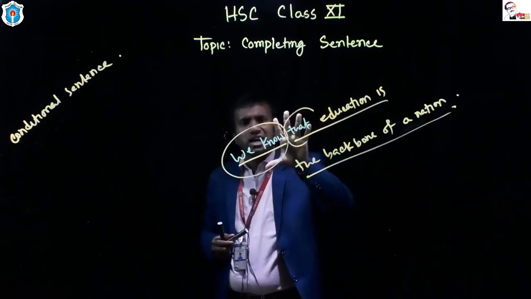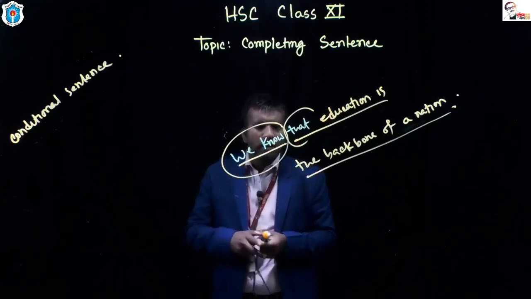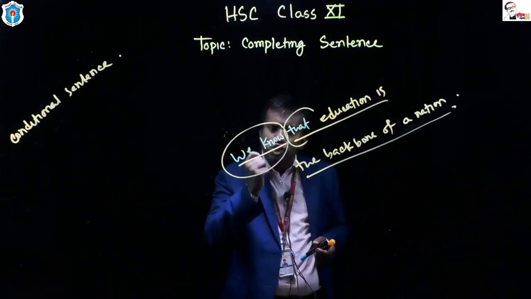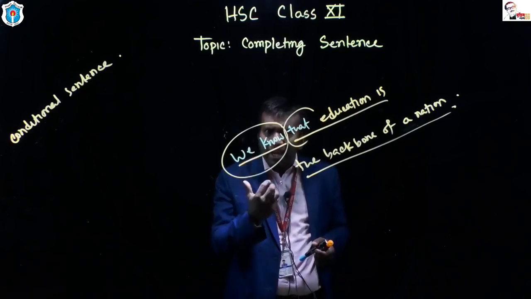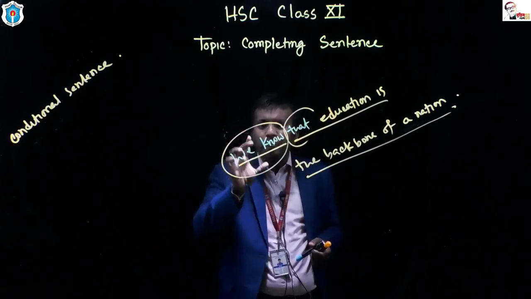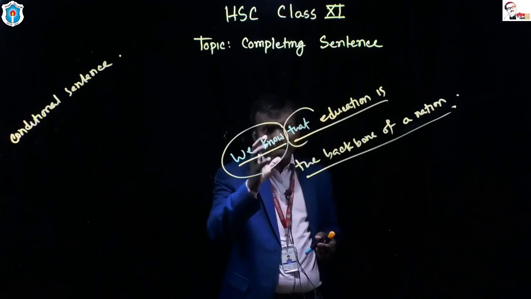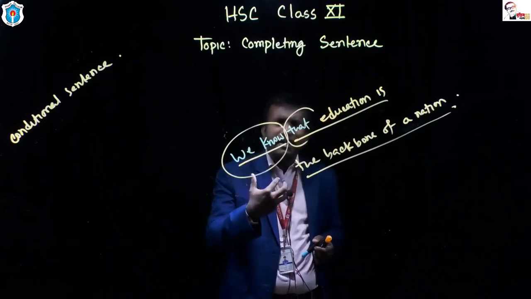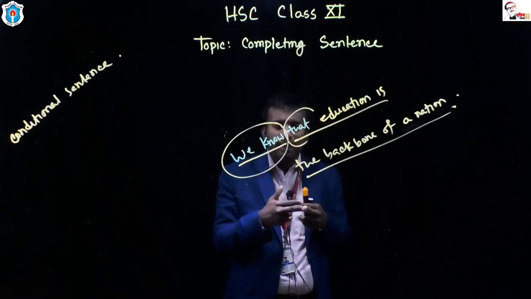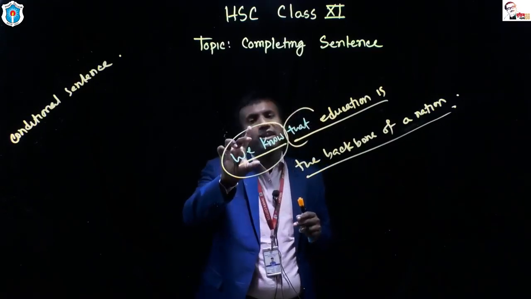Now, let us go deeper into this sentence. Dear students, listen to me carefully. We know is such a part of the sentence which is able to express its meaning independently. That's why we can call this clause independent clause. The clause which can express its meaning without the help of any other clause is called independent clause.